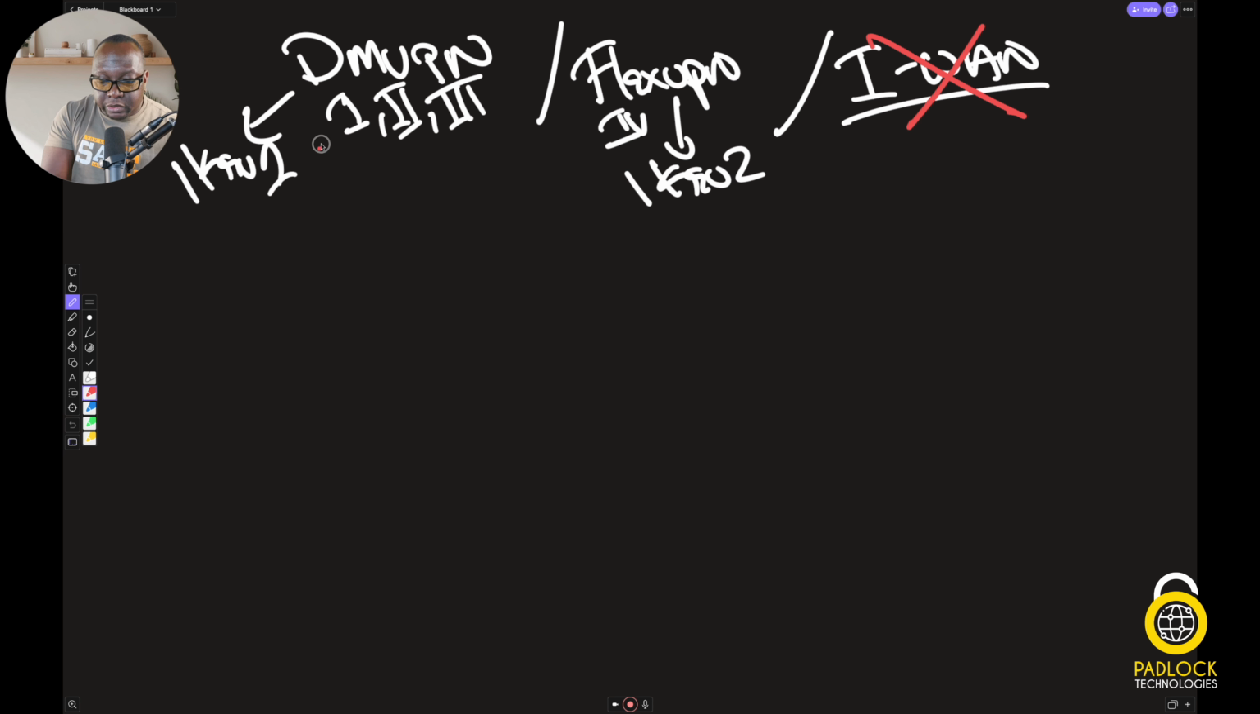The second difference was that DMVPN used mGRE tunnels, multipoint GRE tunnels, while Flex VPN uses a virtual tunnel interface, and you would use a template to do that. So that's the fundamental difference between the two, but you can do a lot more with Flex VPN because you can tie in AAA and stuff like that to authenticate the routers.